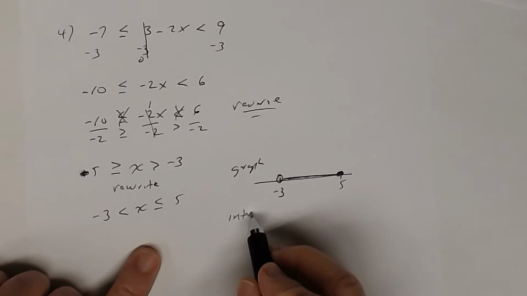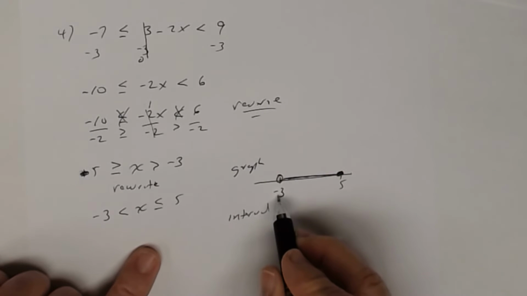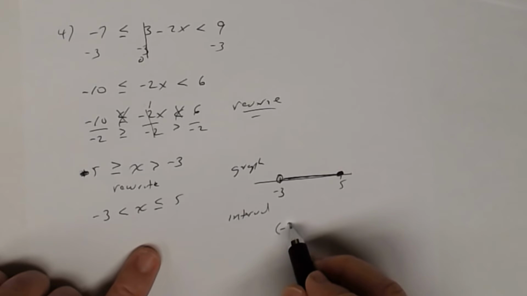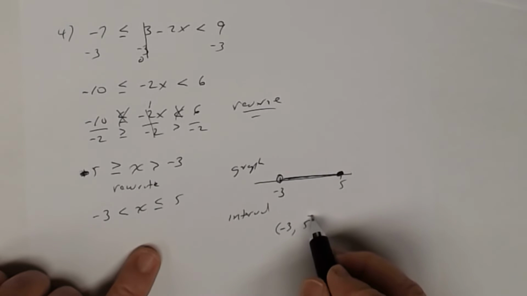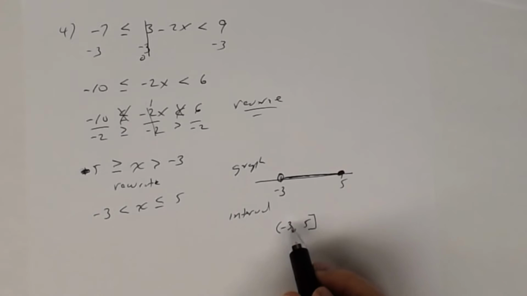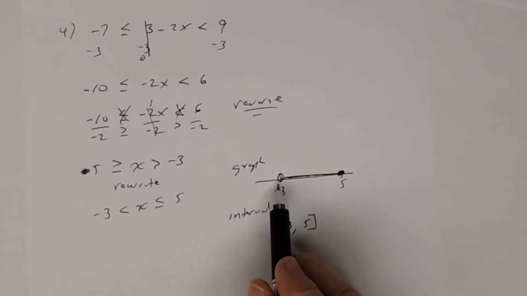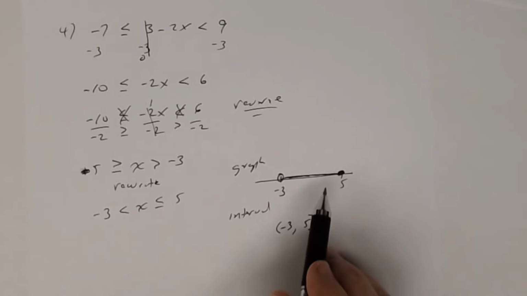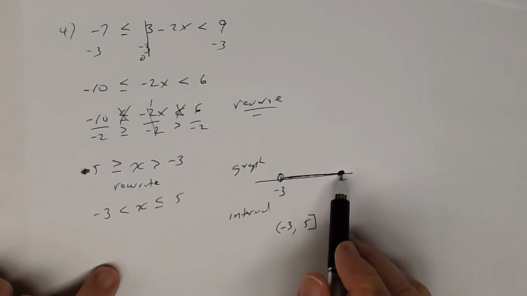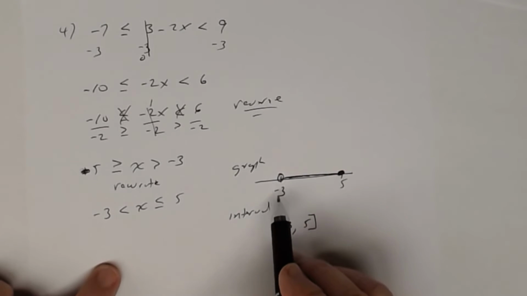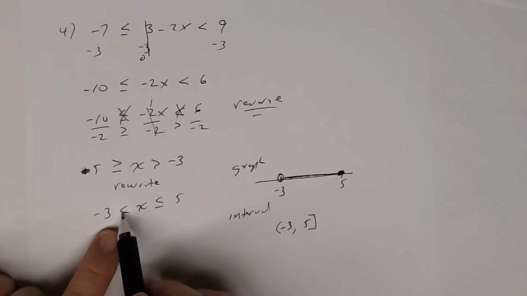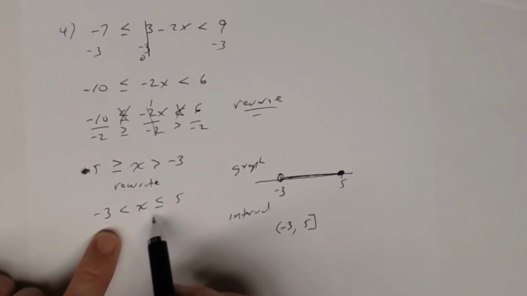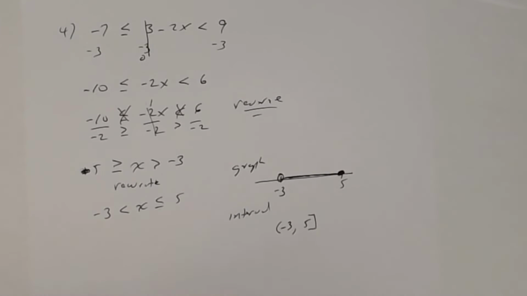Your interval notation, you always go from smallest to largest. So you have to put -3 first, and you have to put 5 last. Now parentheses and brackets: parentheses corresponds to open circle, bracket corresponds to the closed circle. So remember, closed circle means that 5 is a solution. Open circle means that -3 is not a solution. You know that because there's no equal sign here, and there is one here. All right, so that's number 4.